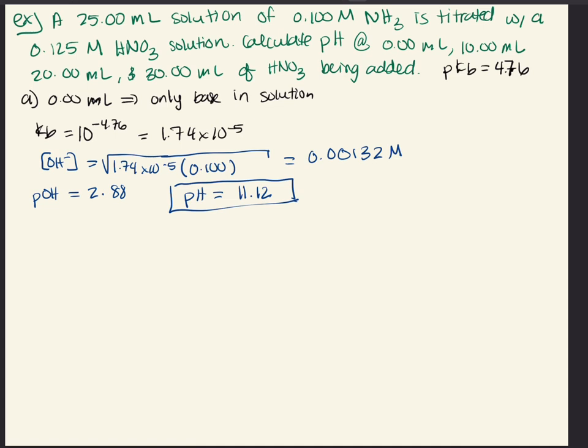All right, let's look at part B. This is at 10 milliliters. So the first thing I'm going to do is calculate the millimoles of both my acid and base. So I have 10 milliliters of my acid. I'm going to multiply that by the concentration of my acid.